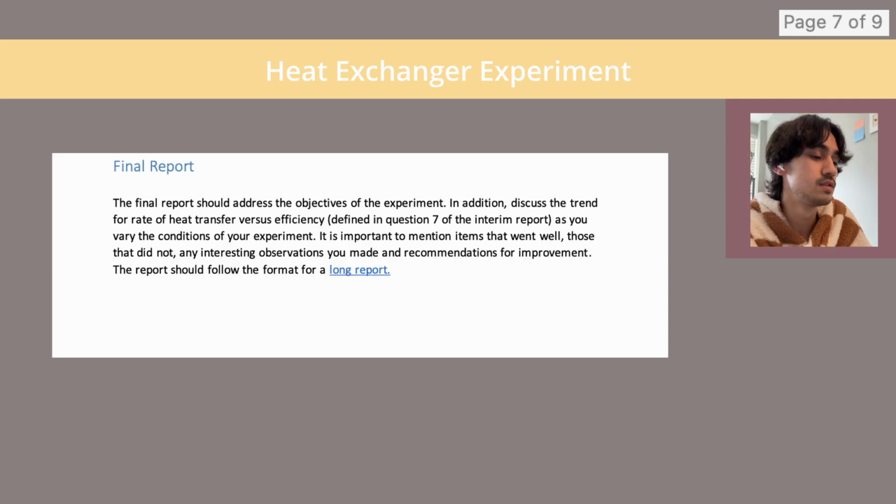The final report should address your objectives of the experiment. In addition, discuss the trends for rates of heat transfer versus efficiency defined in question 7 of the interim report. As you vary the conditions of your experiment, it is important to mention items that went well, those that did not, and any interesting observations you made and recommendations for improvement. The report should follow the format for a long report.